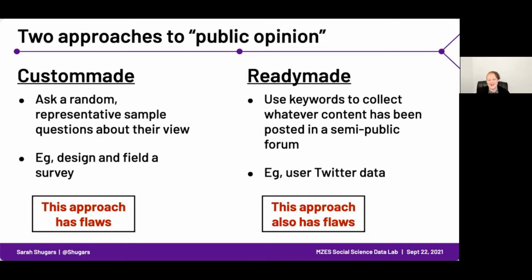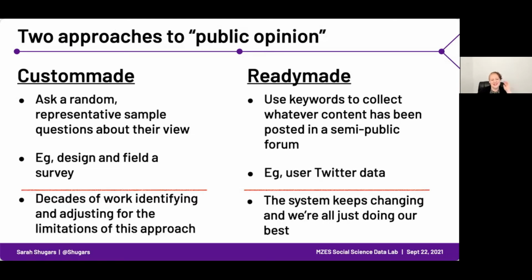As we know, there is unfortunately no perfect way to do science and to measure things. But one thing that's also important to note here is that for this custom-made approach, in this example doing a survey on public opinion, there are whole literatures of work on how to do this properly and what kinds of errors you run into. There's lots of collective knowledge about the flaws of this approach.